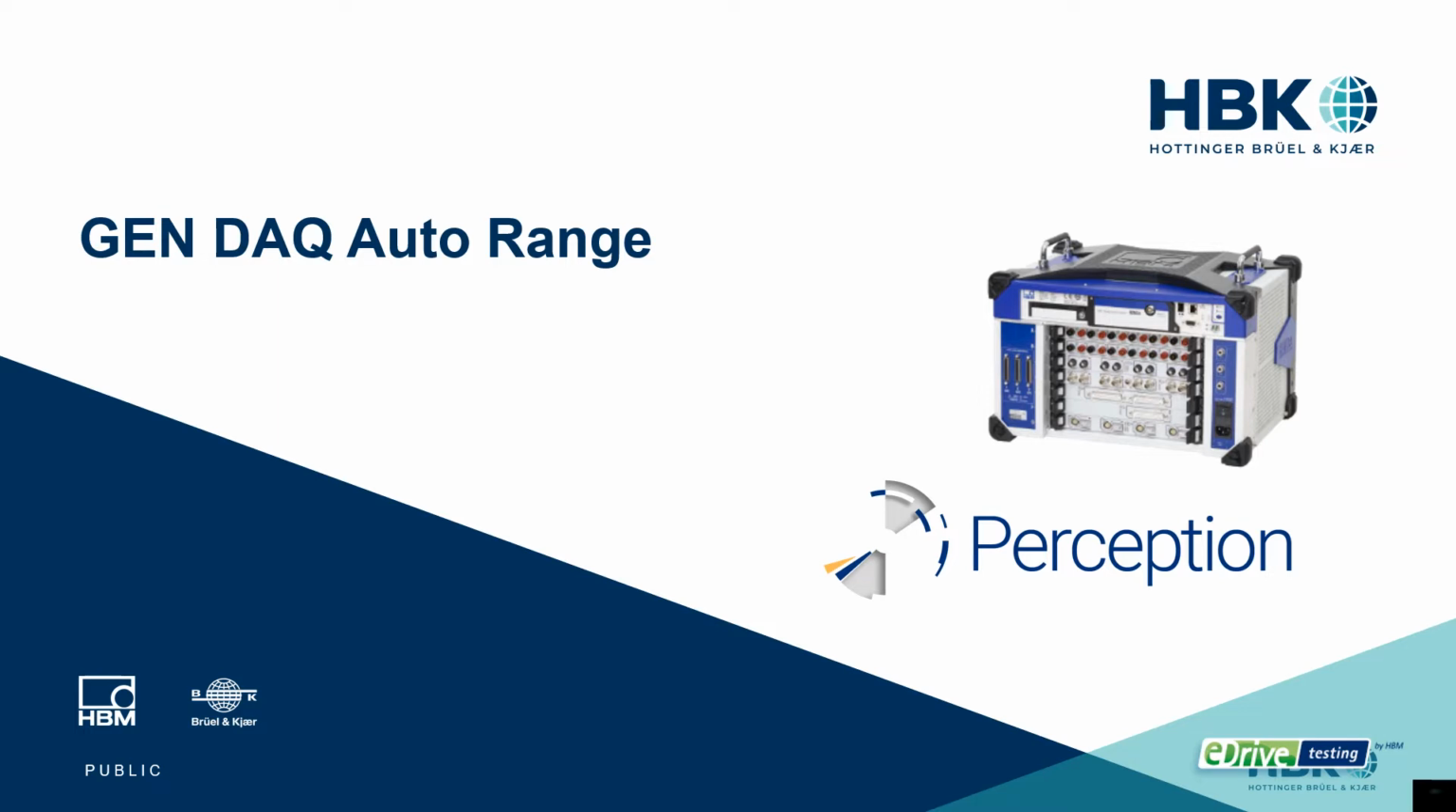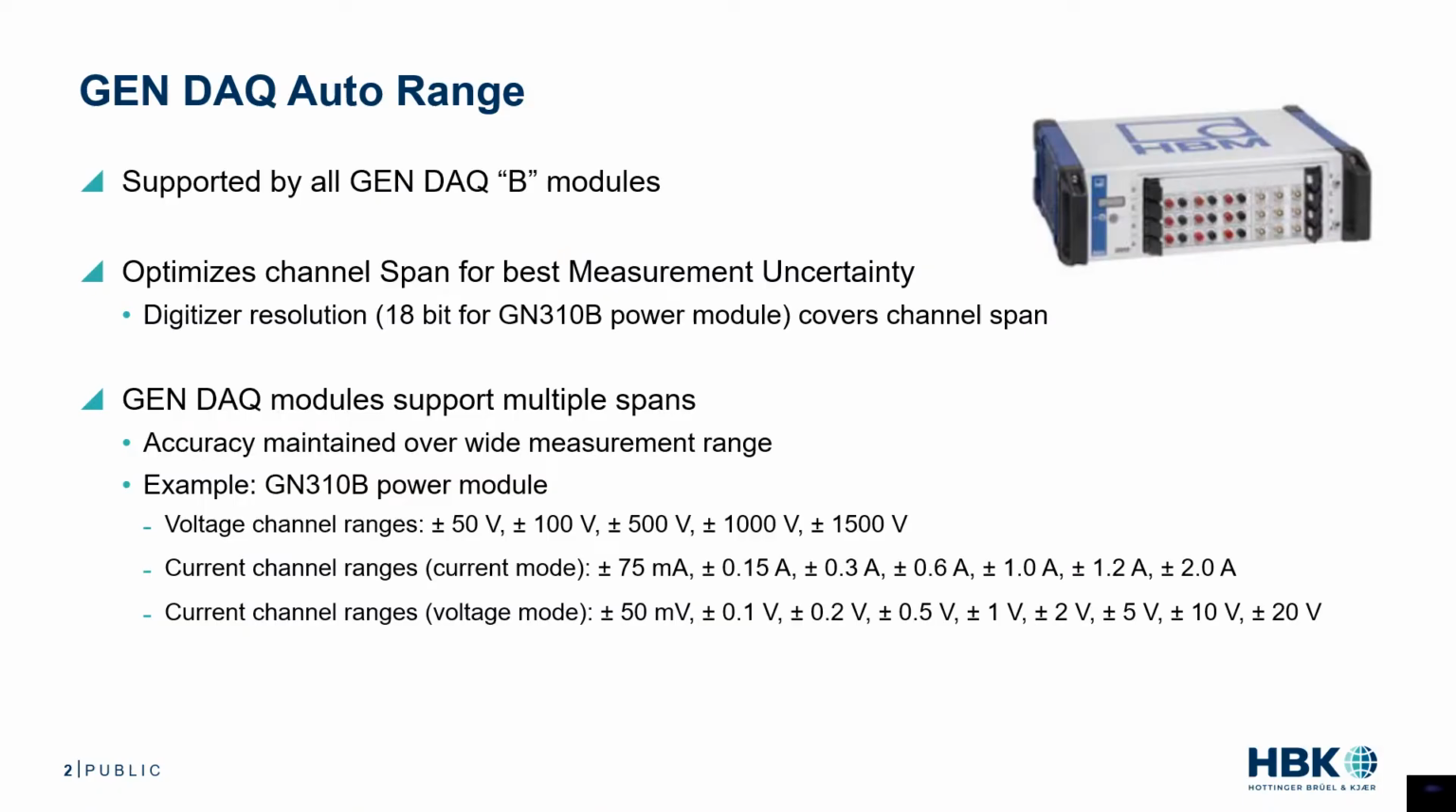The topic of this video is the auto range feature of the GenDAC hardware family. All modules in the GenDAC hardware family that have a B in their model number support the auto range feature. This feature was added to the hardware to allow the user to minimize the measurement uncertainty of their measurement, even when the test involves making measurements over a wide range.